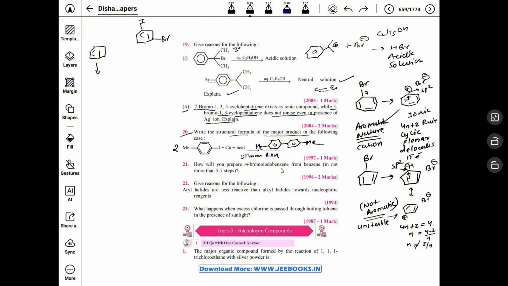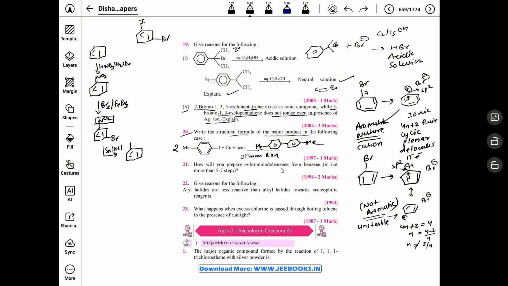nitration. If we do the nitration, we know that the nitro group is a meta directing group, and hence we can bring in the group at the meta position. So bromination in the presence of iron bromide will give you this product. Now we have bromo at the meta position. We have to think about how to remove this nitro group.